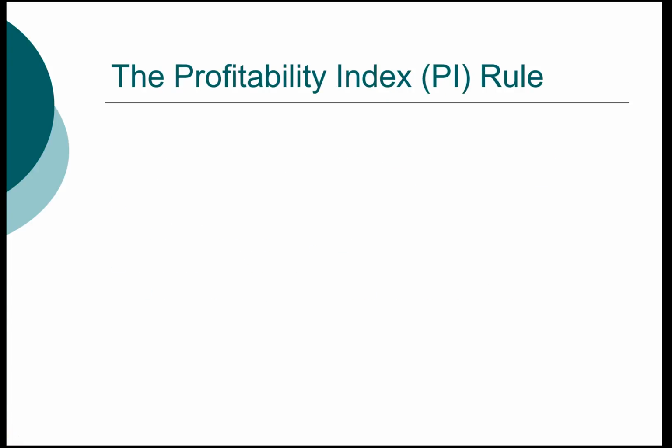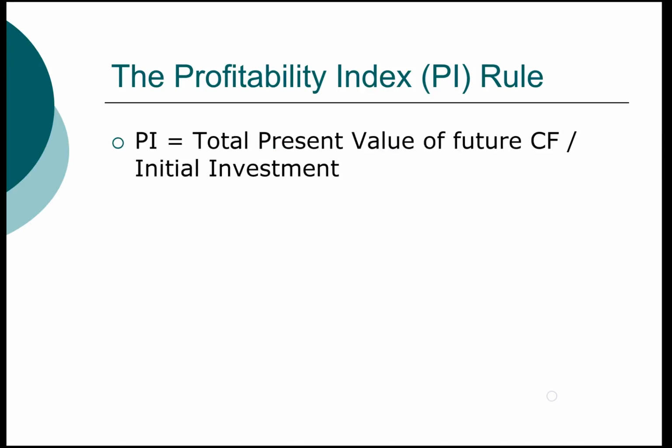The next method I want to introduce is the Profitability Index rule. The Profitability Index is very similar to the net present value rule. Remember that in the net present value rule, we subtract the initial cost, the initial investment, from the present value of future cash flow. When you compute the profitability index, we divide the two. So instead of the difference, we are computing the ratio.